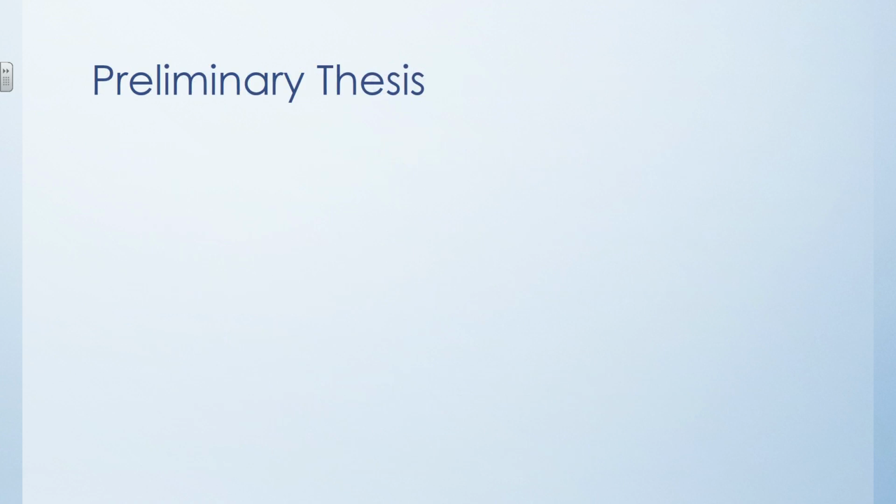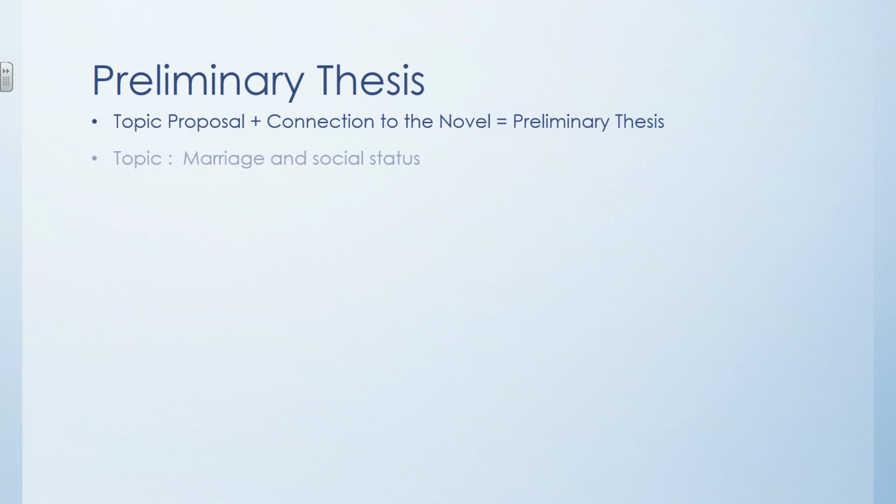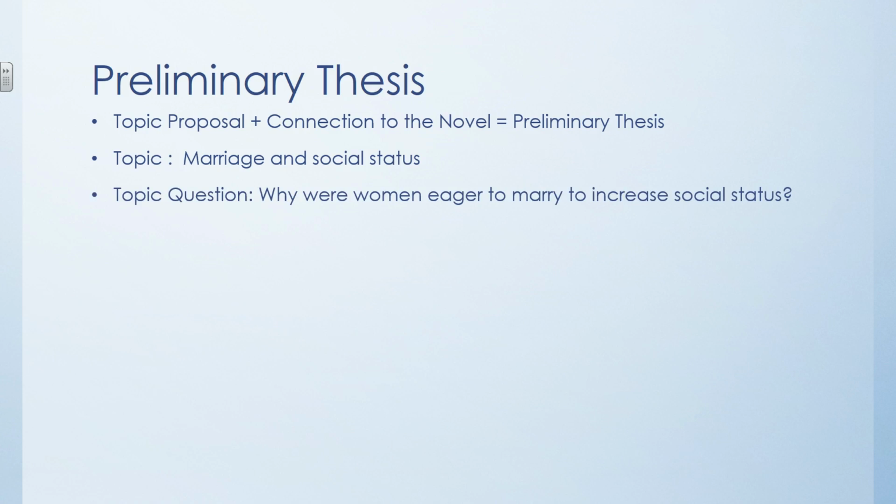Now, the preliminary thesis certainly comes from the controlling idea. In its simplest form, we take the topic proposal and we connect it to the novel, and there we have our preliminary thesis. So let's walk through this process again, and see how we take the next step to turning that controlling idea into a preliminary thesis. So this time, if I'm looking at the topic of marriage and social status, which I know many people are, even in Jane Eyre, my topic question might be, why were women so eager to marry to be able to increase their social status? Why did that seem to be kind of the norm?